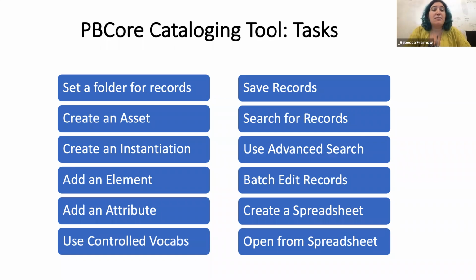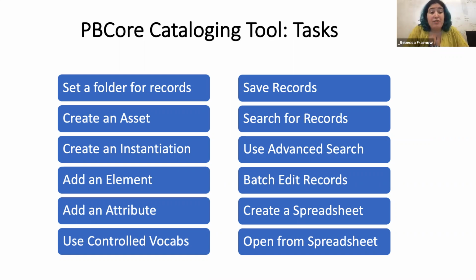we're going to be using the PBCore cataloging tool. So first, we're going to set it up. We're going to create a folder where records are going to be saved as you create them. We're going to walk through creating an asset in the cataloging tool. We're going to create an instantiation in the cataloging tool. We're going to create those basic level records, as we already talked about, what the minimum viable record in PBCore is and what the required assets are to create that record. Then we're going to add more elements and more attributes to really build out those records and show the full capacity of PBCore.